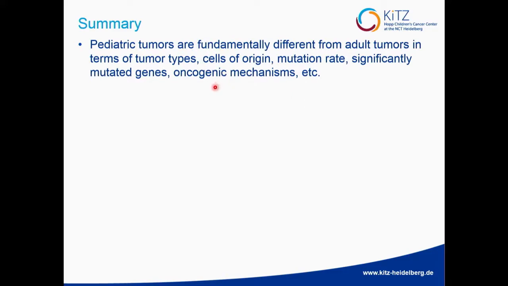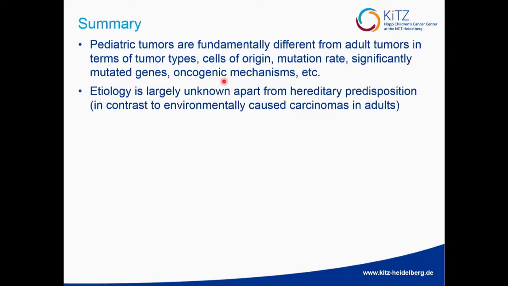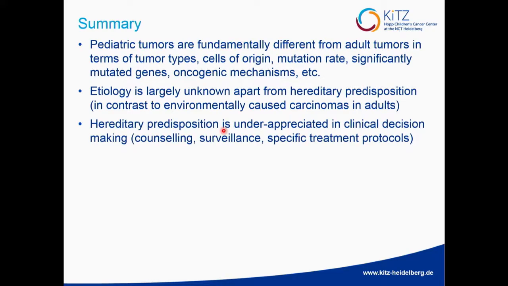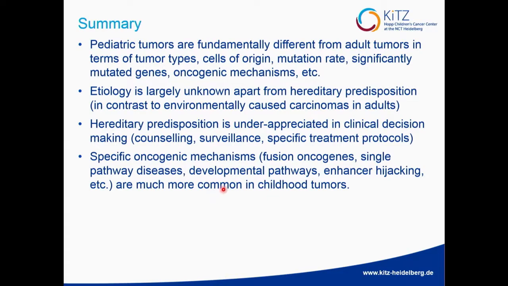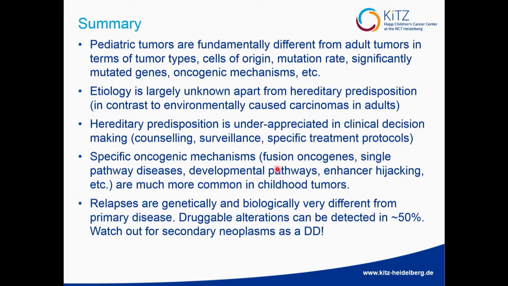I think that it's needless to say that pediatric tumors are fundamentally different from adult tumors. That the etiology is largely unknown apart from hereditary predisposition, which we think is still underestimated based on clinical assessment. We often see these specific oncogenic mechanisms such as fusion oncogenes, single pathway disease, developmental pathways mutated, enhancer hijacking, chromothripsis. That is one specific genetic mechanism or genetic hit that seems to drive tumorigenesis.